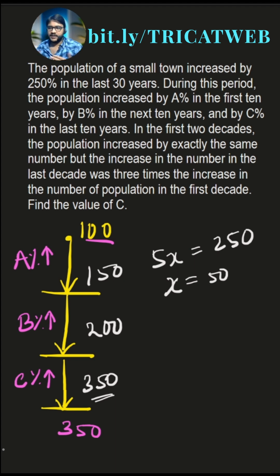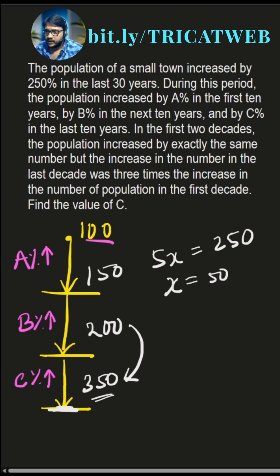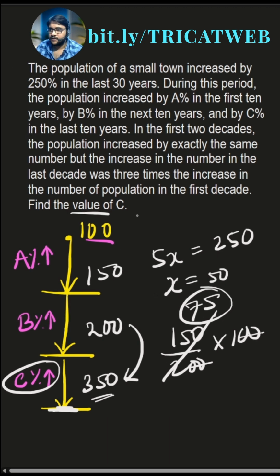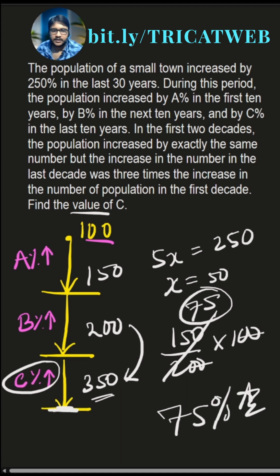I hope that makes sense, because at the end of this year, you are at 350. So to find out the increment from 200 to 350, that is effectively what C% is. So 150 over 200 is the increment, or the value of C. Cutting by 20, this will be 75. So C% increment, or the value of C, will be nothing but 75%, and that is going to be your answer.